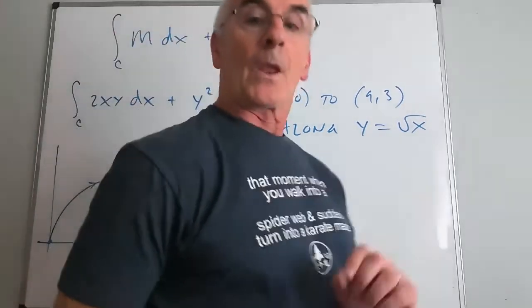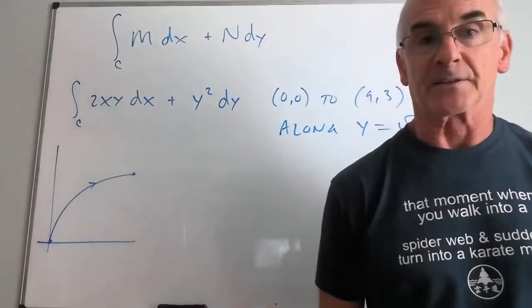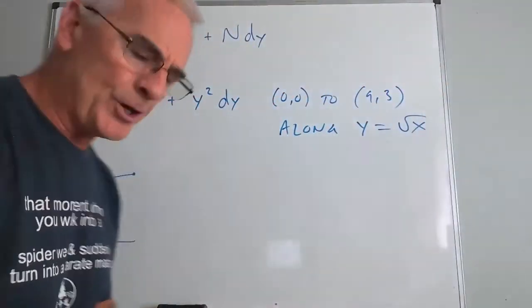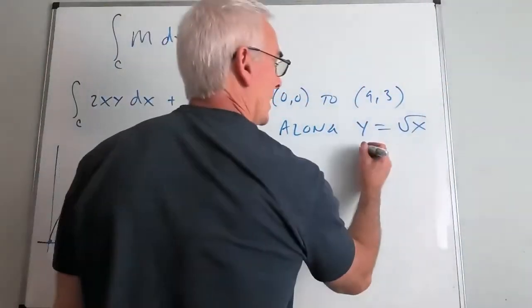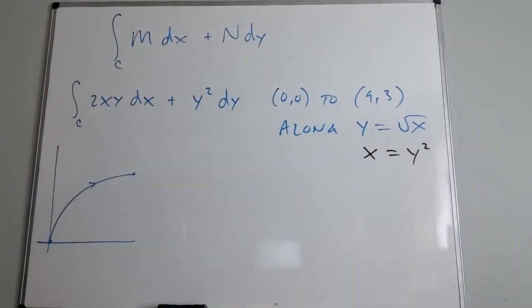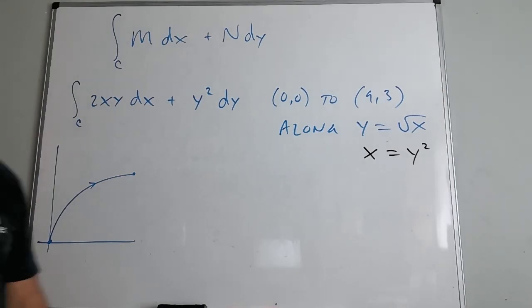Now, I've got y equals square root of x, but when I start taking derivatives, that can be kind of icky. Could I make this x equal y squared? Would that be legal, do you think? Does it change anything if I write it that way? Anybody?